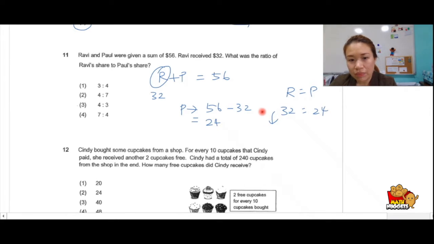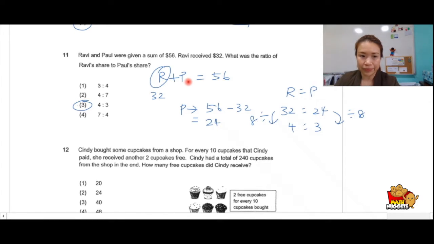Both sides can be divided by 8. We simplify this ratio, and this becomes 4 is to 3. Option 3.